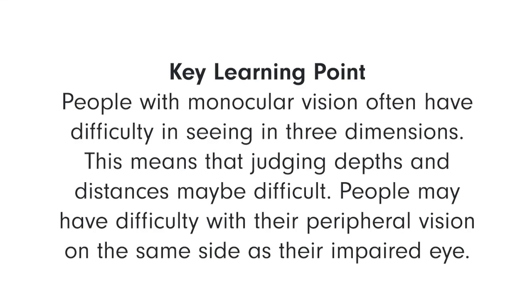People with monocular vision often have difficulty in seeing in 3 dimensions. This means that judging depths and distances may be difficult. People may have difficulty with their peripheral vision on the same side as their impaired eye.